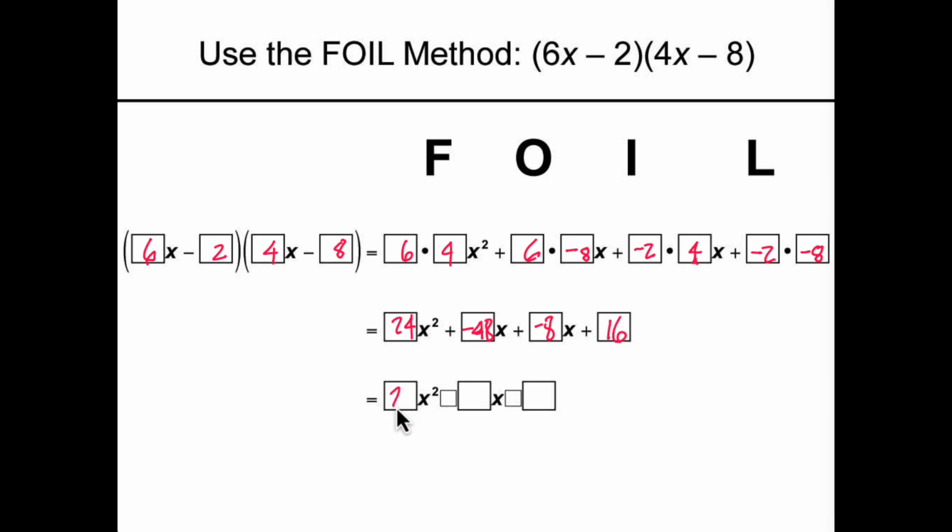Simplifying further, we get 24x squared, and then negative 48 plus negative 8 is minus 56. And then this is plus 16. So the simplified version is 24x squared minus 56x plus 16.